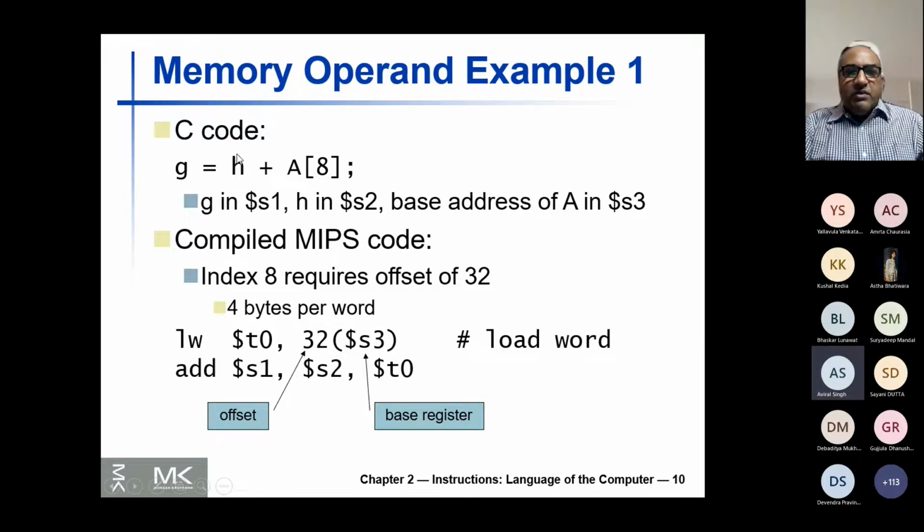Add, assuming that H is available in S2, right? H is available in S2, and A of 8 we already brought into T0, and perform the addition on these two, and then place the result in S1.